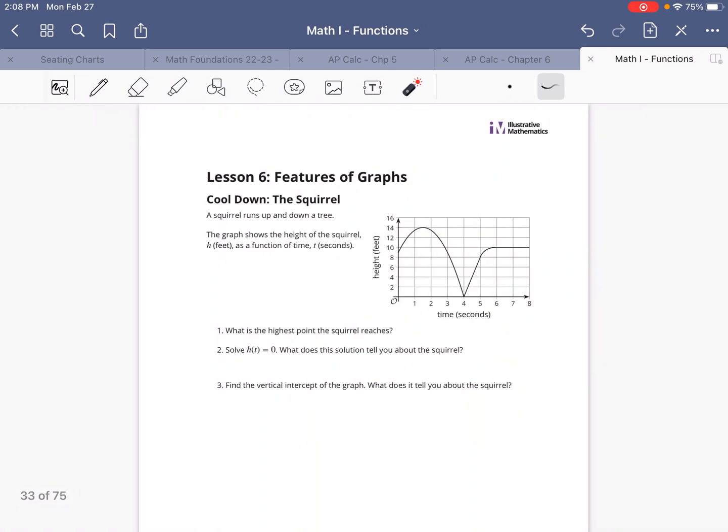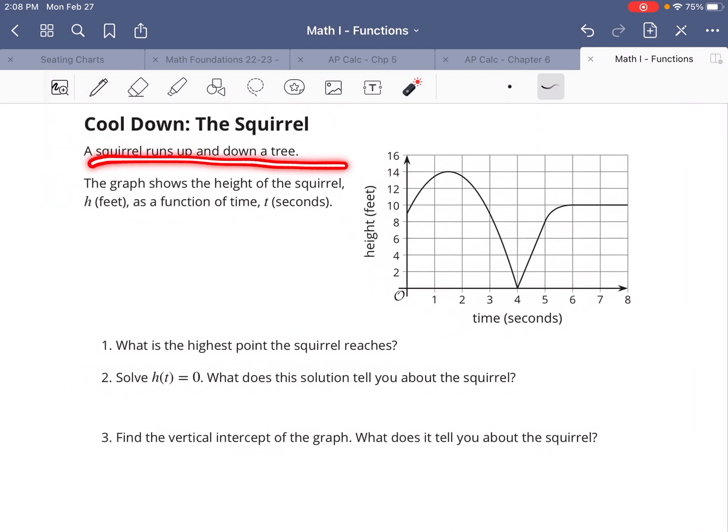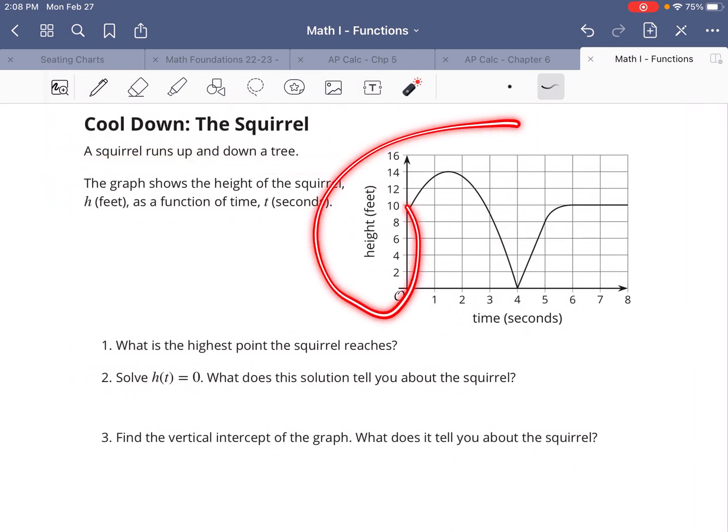So what you need to do in this cooldown, we have a squirrel running up and down a tree. Here's the graph that shows the squirrel's height over time. What is the highest point the squirrel reaches? H of t equals 0. Where is my height equal to 0?